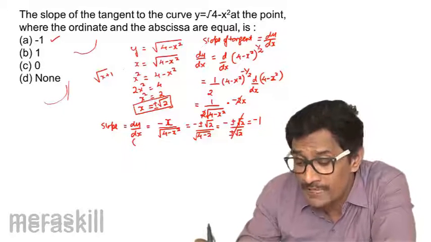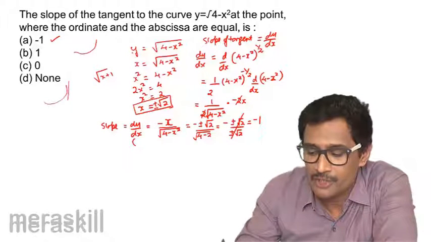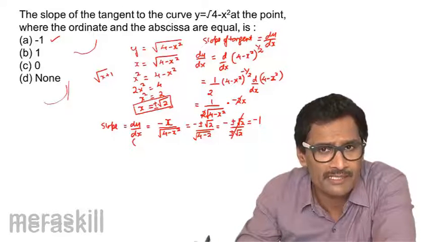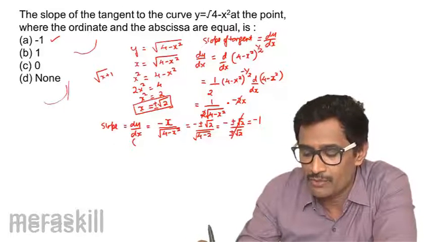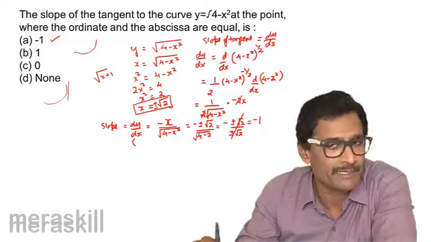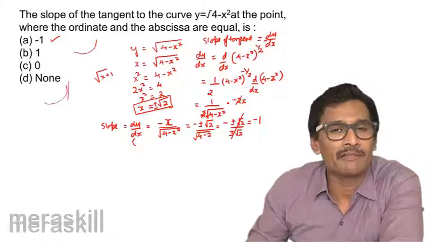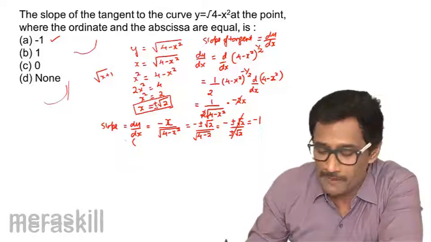So let us first find the specific point by substituting x equal to y, or we could even substitute y instead of x. Either way, you would have got x is equal to plus or minus root 2, or y is equal to plus or minus root 2. So it's better to find the value of x because y depends on x.